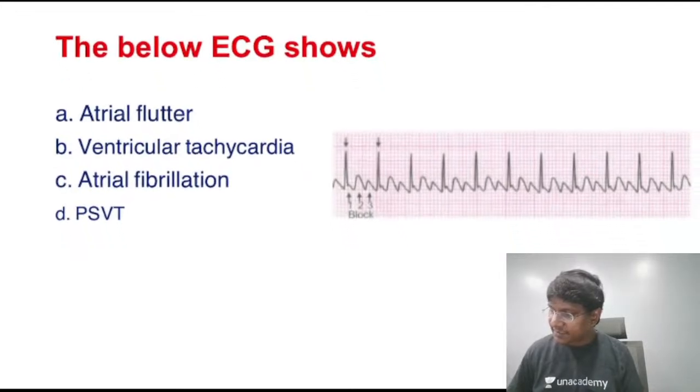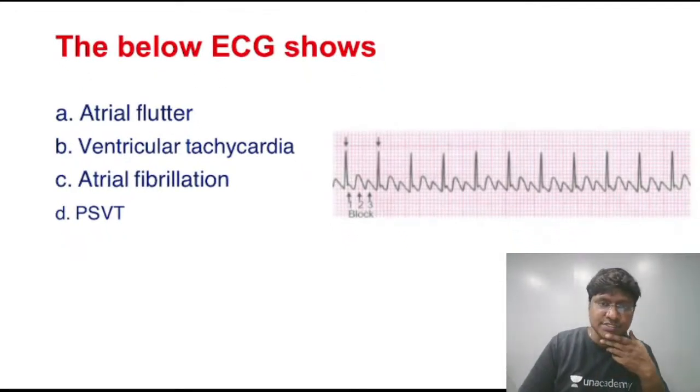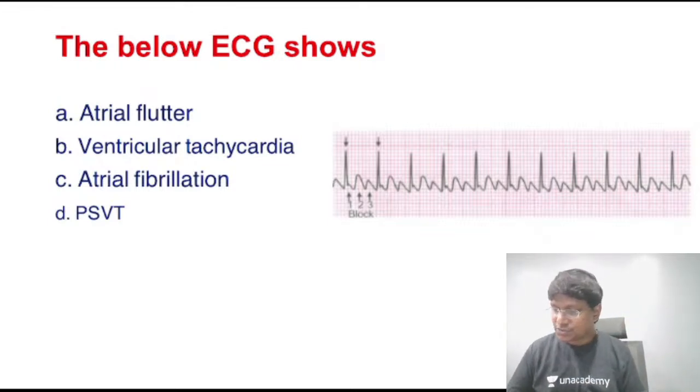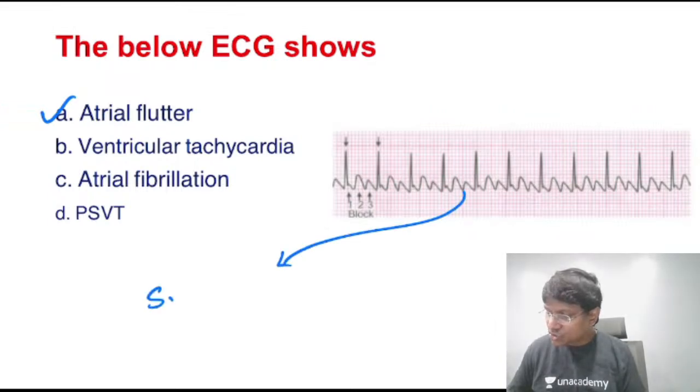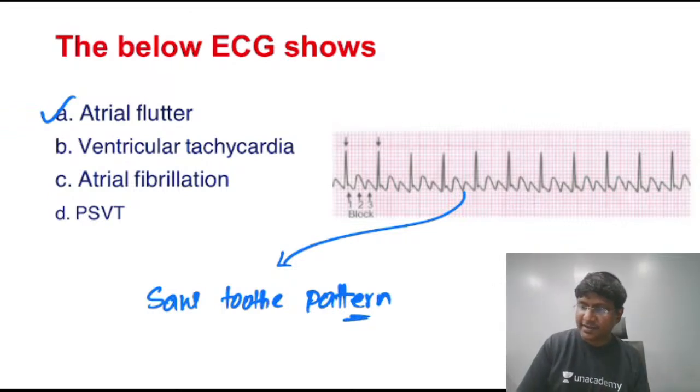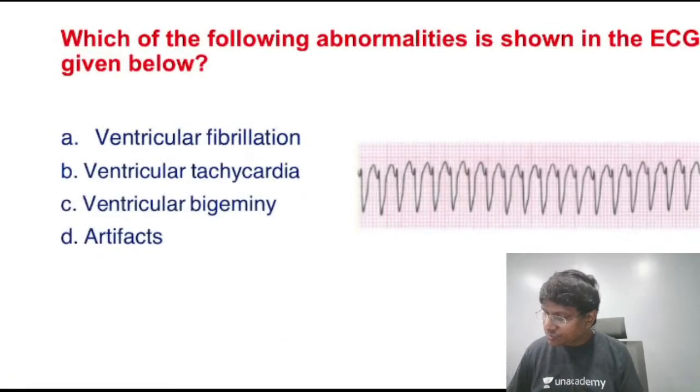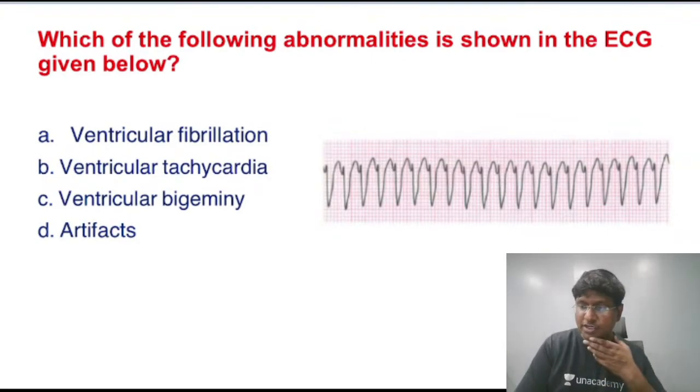Okay, a very simple and easy ECG, and you should not miss the diagnosis at all. Any one of you? Right. So you have this classical sawtooth pattern of P waves, which is suggestive of atrial flutter. Very simple and a very easy question. Okay. One more simple and easy question, where you should not miss the diagnosis at all.